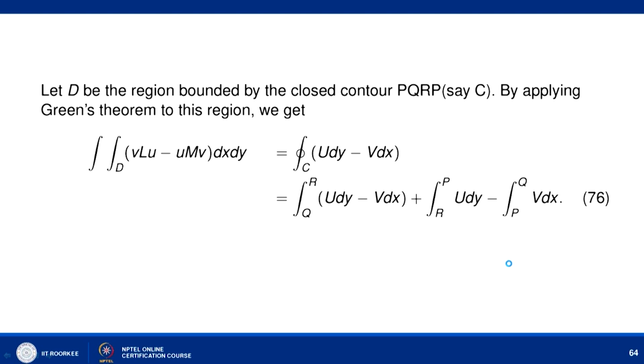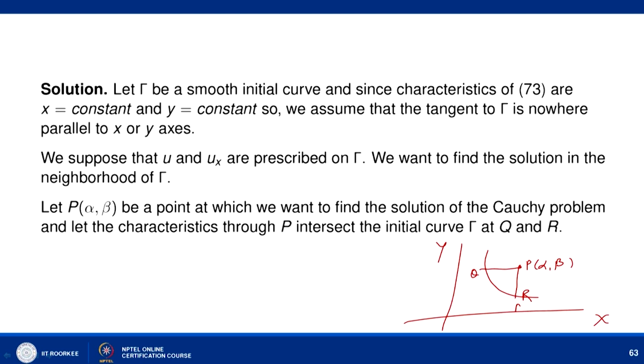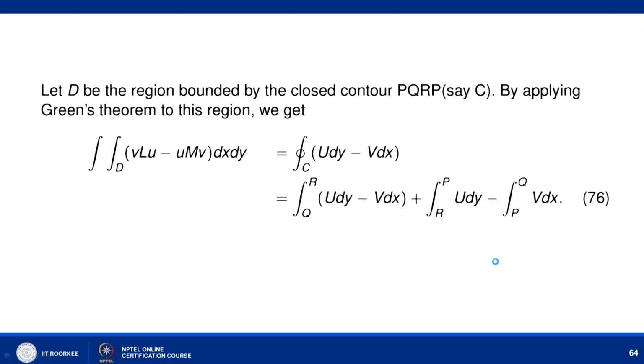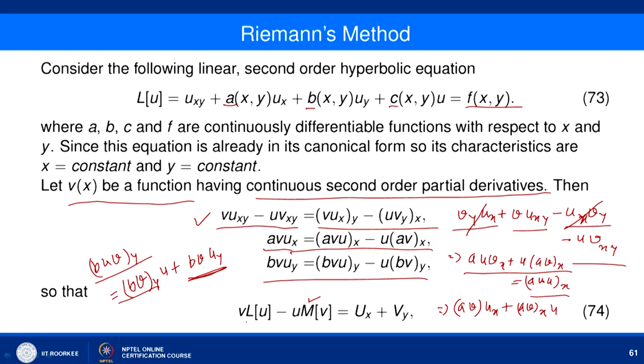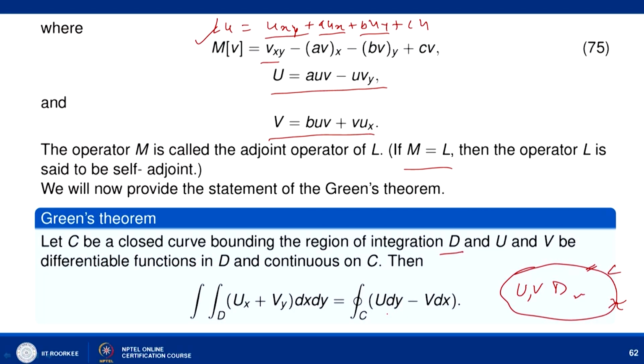Okay. So, let us say that D is the region bounded by the closed contour P, Q, R, P. So, it is the contour P, Q, R, P. Now, D is the region bounded by this. Here, by applying Green's theorem to this region, we get what? We already know that the double integral of vLu minus uMv dx dy, by the Lagrange identity, is nothing but u dy minus v dx. Let me write it here, sorry, this is the double integral over D of ux plus vy dx dy, right. This is where we have utilized the property that vLu minus uMv equals ux plus vy. So, here we have written ux plus vy.